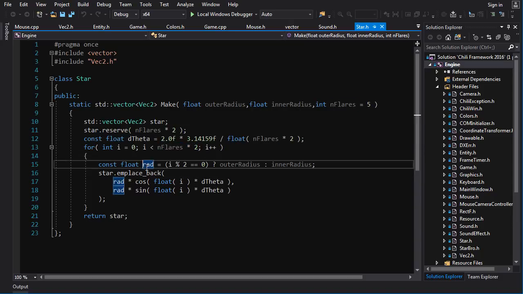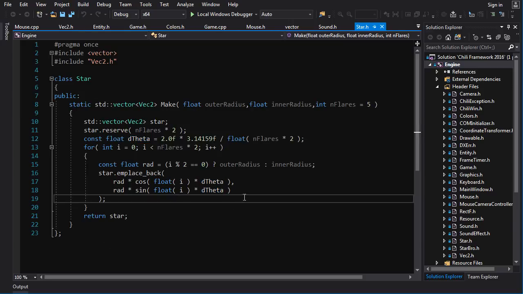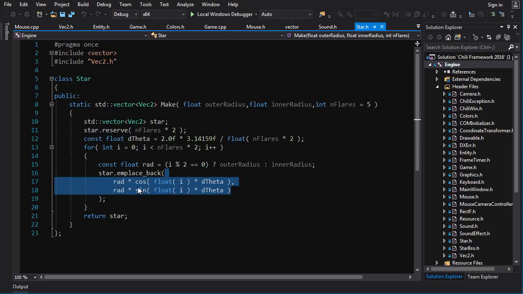And we calculate the radius. Then we determine whether we're even or odd. For even, we select the outer radius. If we're odd, we select the inner radius. And then we just do radius times cos of i times d theta. And there you go. That will generate your star. Procedurally generated star. Not super complicated once you understand the functions of sine and cos.